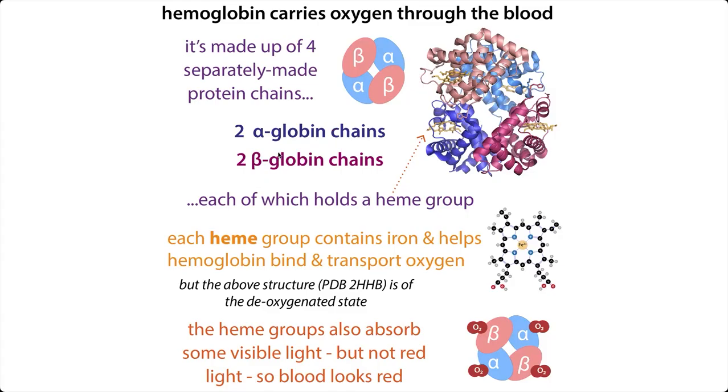So here we have 2 alpha globin chains and 2 beta globin chains. So we have 4 chains total, so we call it a tetramer. And these chains are not all the same, so we can call it a heterotetramer. Each of these chains is going to hold on to oxygen, but it's going to hold on to it indirectly.